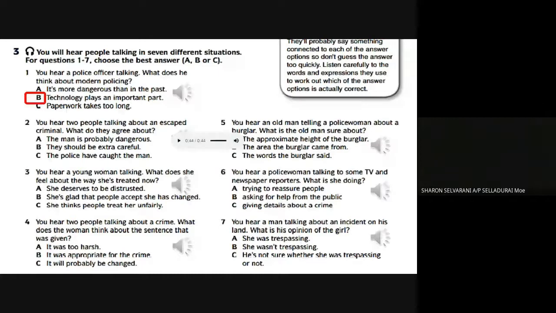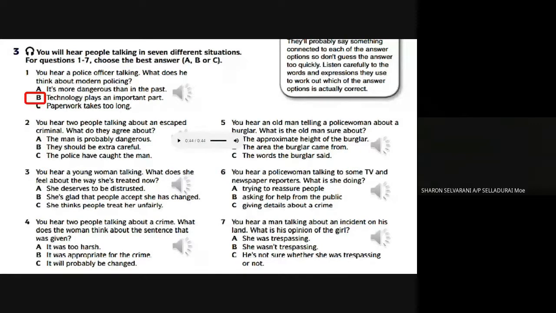All right. So, you hear two people talking about an escaped criminal. What do they agree about? A. The man is probably dangerous. B. They should be extra careful. C. The police have caught the man. So, which one do you think is the answer? I think it's A, teacher. The man is probably dangerous. Are you sure? B, teacher, B. B, okay. Now I have two answers. He's either dangerous or they should be careful.